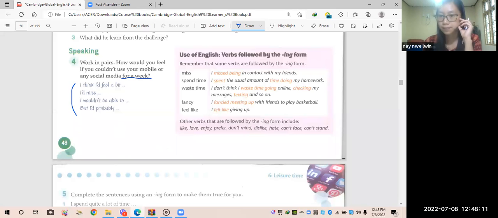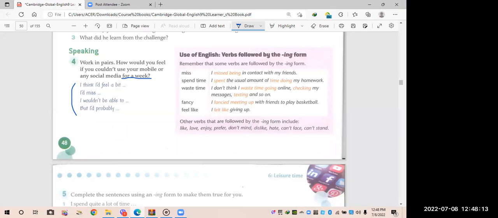Yes. Okay. So I think I would feel a bit bored because I don't have my phone and I usually play games in my free time on it. But I would miss nothing because I can do everything on my laptop. I wouldn't be able to use my laptop when the electricity isn't available. So in that time, I would probably miss my phone a lot. But I would probably be fine without my phone.